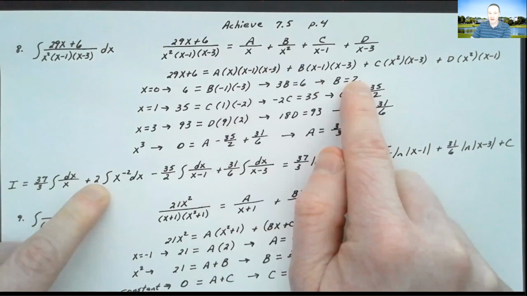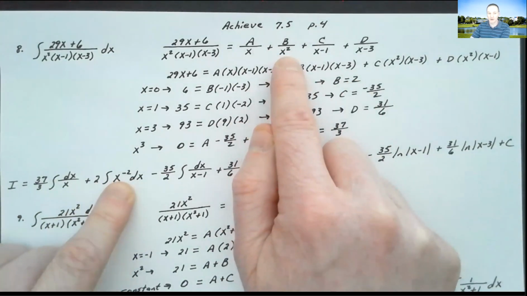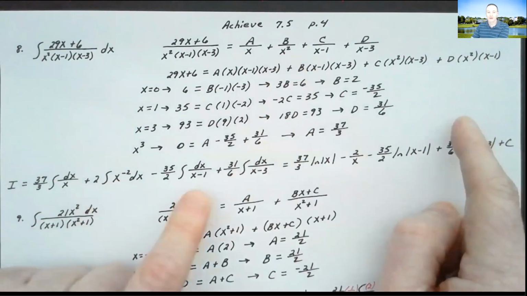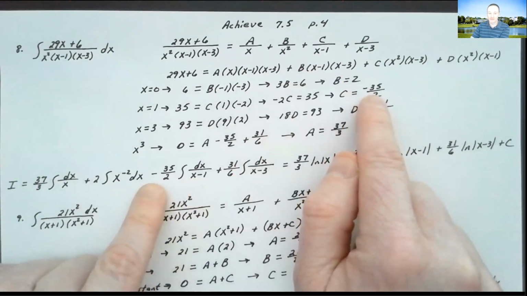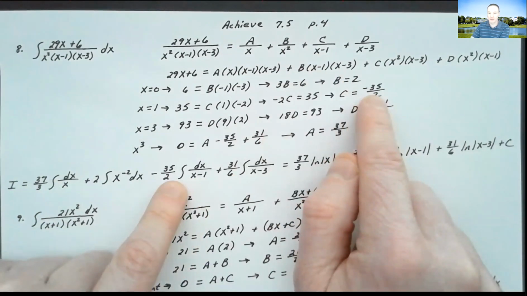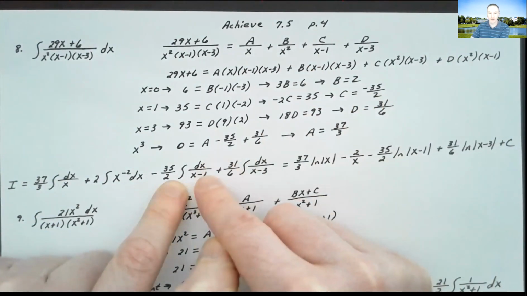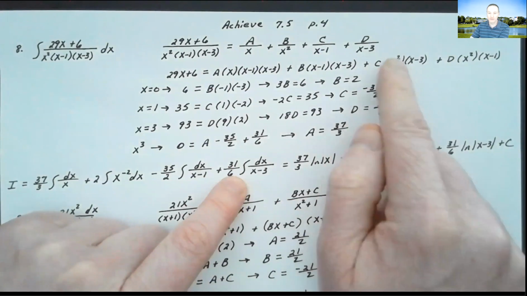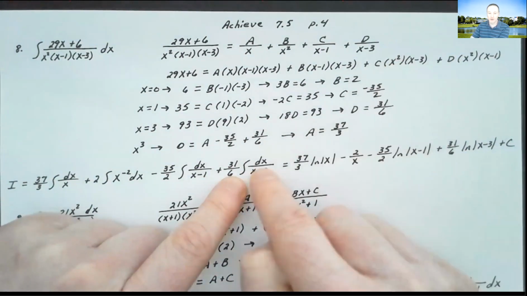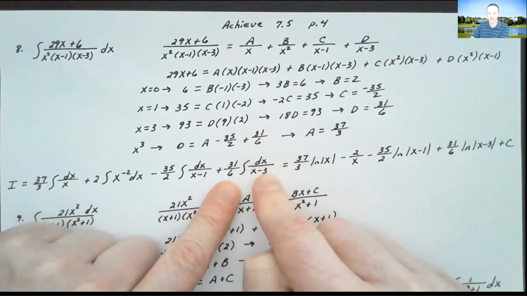And we know the inside is just going to be x to the negative 2 with respect to x, which we can integrate with our integral power rule. The next term, C. Well, I factor the C out, becomes minus 35 over 2 times the integral of 1 over x plus 1 with respect to x. That's just going to be the natural log of the absolute value of x minus 1 there. That'll be easy. And the last one here, I get plus D. Well, D was 31 over 6. I factor that 31 over 6 out and get the integral of dx over x minus 3.